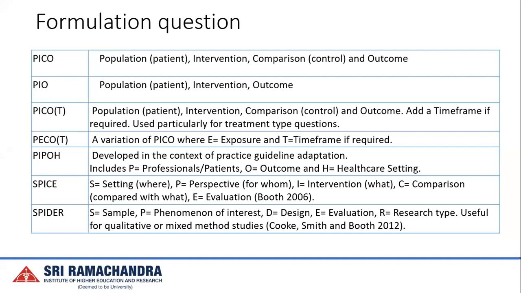Then you can have the variation called PEOT, or PEOCOT. Here, instead of I, we go for exposure. The time frame is also added. Then there are SPICE and SPIDER, various methods. But for this lecture, we are focusing on PICO, and how you will be able to convert your PICO into a search strategy. So keep this in mind, there are various formats of asking a clinical question. All these are used in different scenarios. For this lecture, we will be focusing on the first one, PICO.